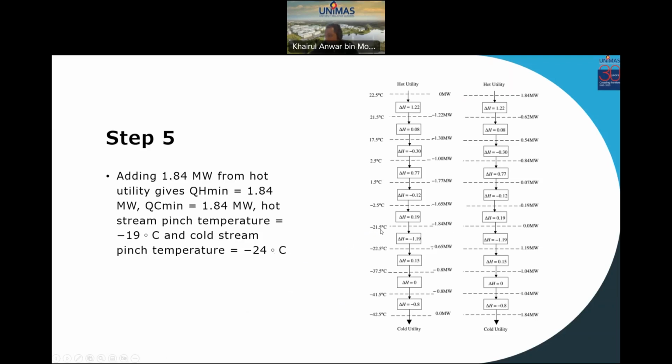This negative 21.5 degrees C is just a shifted temperature. So for the hot stream, you need to add 2.5, and for the cold stream, minus 2.5. So that's all. If you use a composite curve, you will get a similar hot pinch temperature.